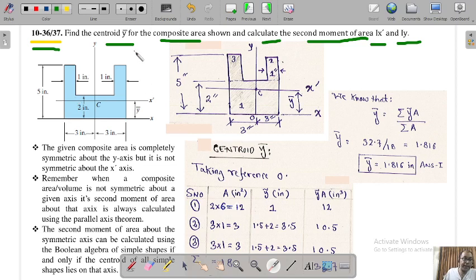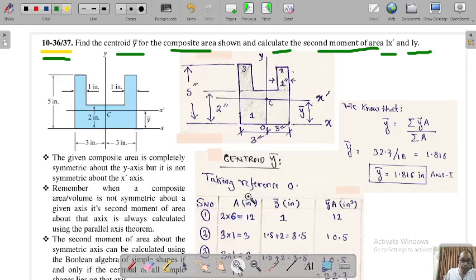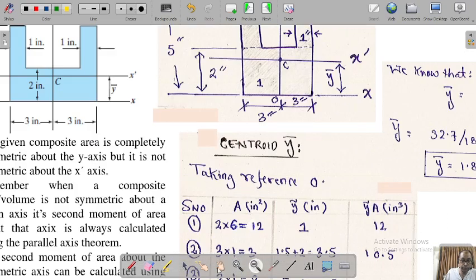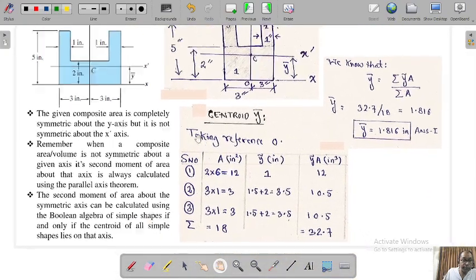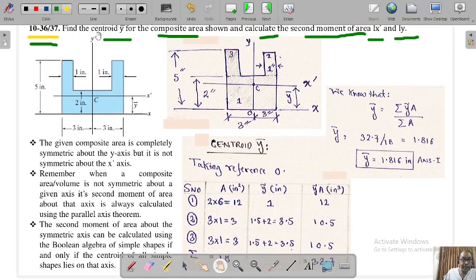Now he says that in order to solve for the given composite area, there are some important conclusions you must make here. After seeing this picture, the composite area is completely symmetric about the y-axis. This is a very important point. It's symmetric about the y-axis, but not symmetric about the x dash axis. If you cut it along the x dash axis, the masses will be different on both sides. But if you cut it along the y-axis, it is totally symmetric, mirror images of each other.